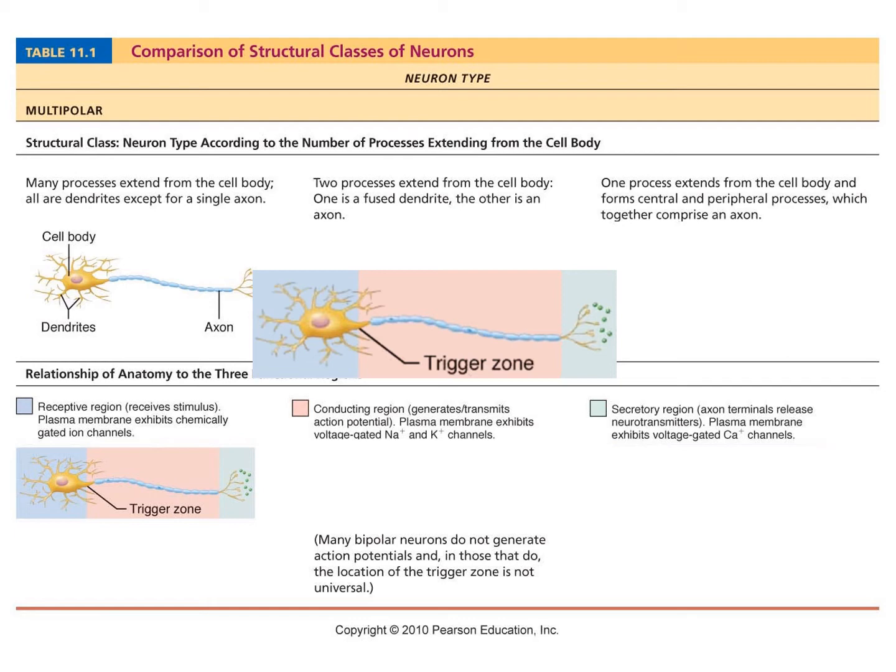And in the green region, the third region here, this is where you actually release neurotransmitters. You're going to have voltage-gated calcium channels because it's necessary for calcium coming into that region. Calcium is an absolute requirement here for secretion of neurotransmitters, and we'll get into that in a little bit more detail later on.